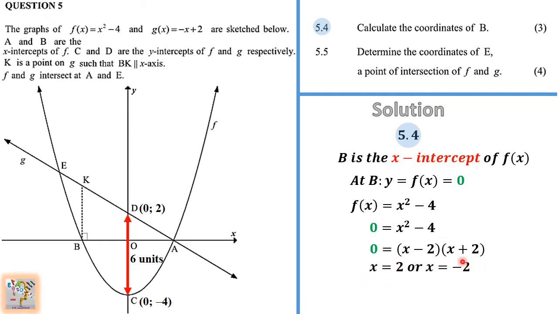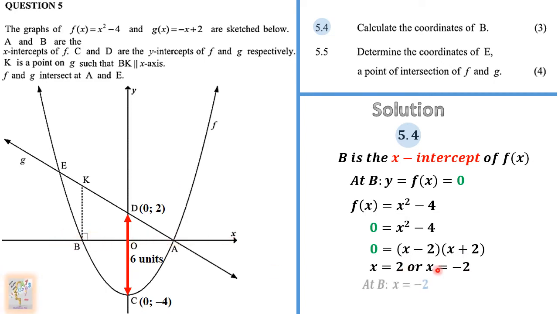Oh, this is a cul-de-sac now. We are confused because we can't have two values of x at one point. So we must make a choice. Now you check. We are having two x-intercepts, B and A. So out of the values of x that we are having, one value is for B and one value is for A. So you check. A is on the positive side of x, and B is on the negative side.